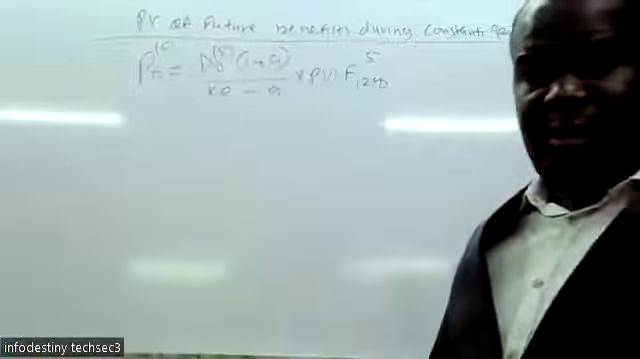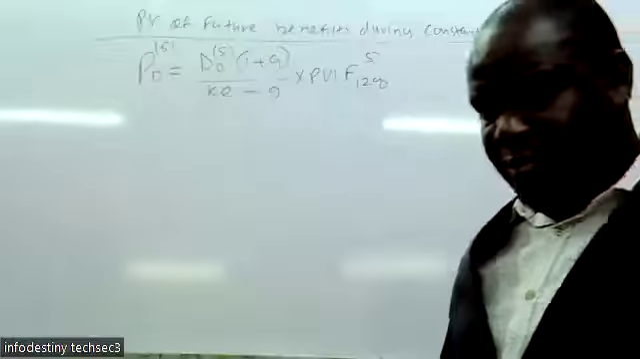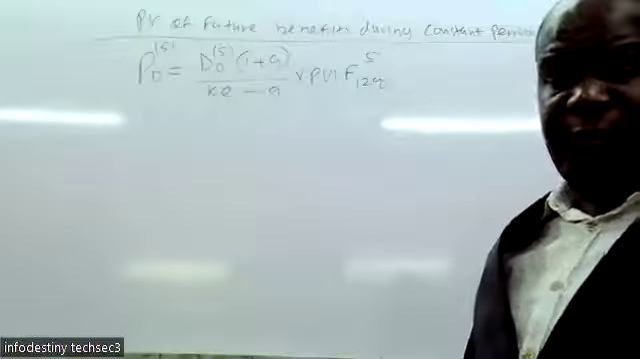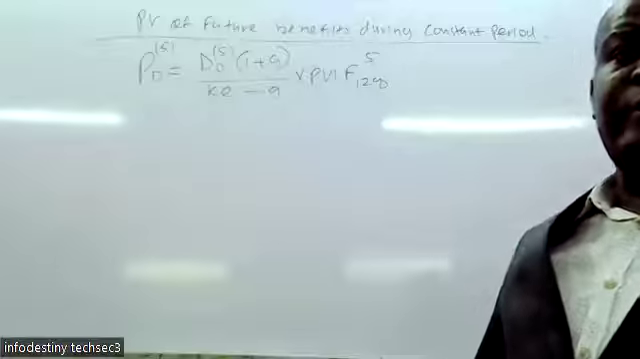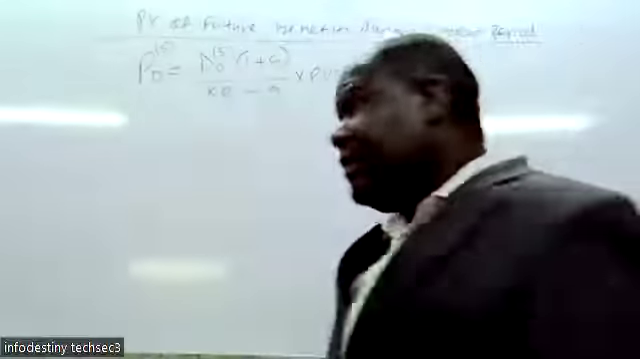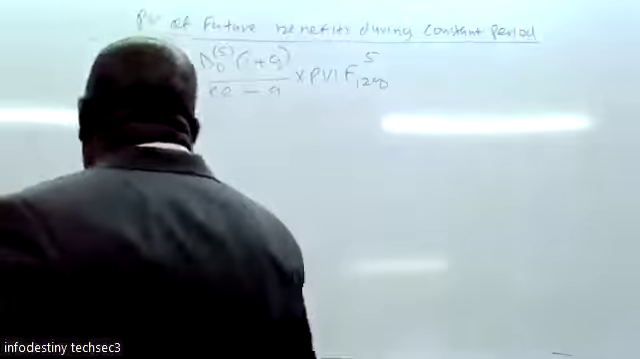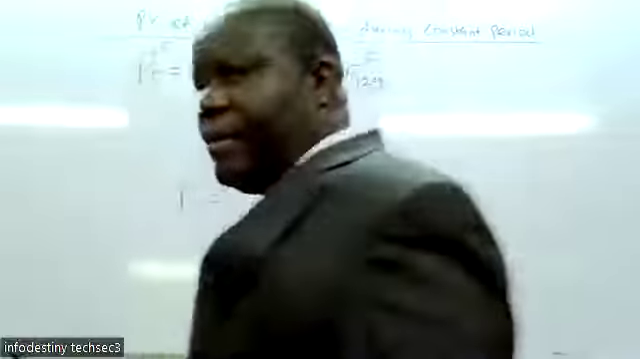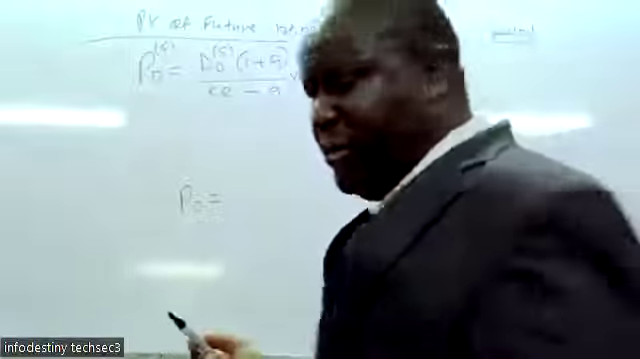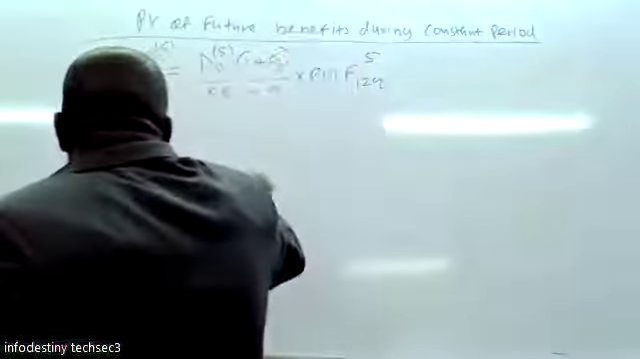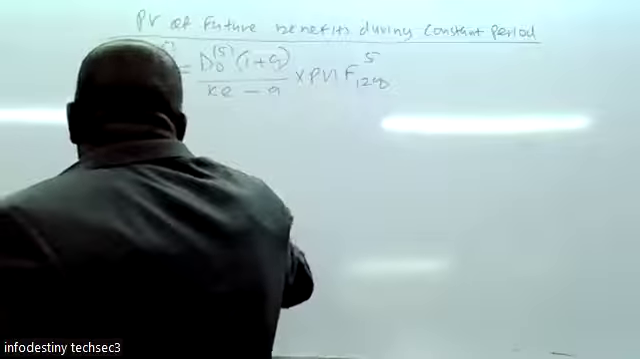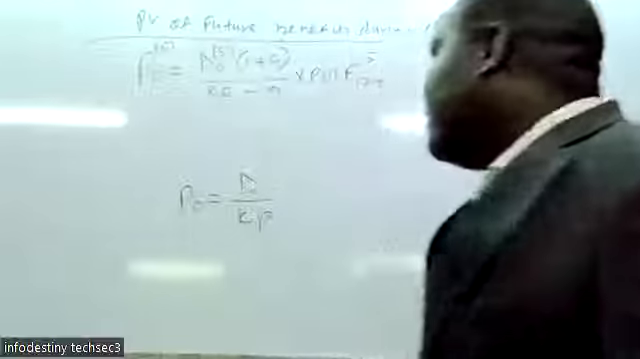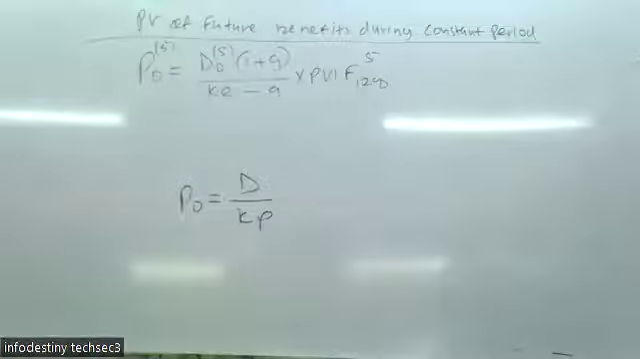Then we continue by writing, its theoretical value will be expressed as follows. So it will be equal to D divided by KP. So it is the dividend divided by the cost of the preference share, where KP is the cost of the preference share.